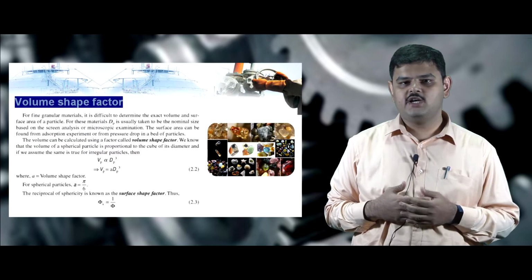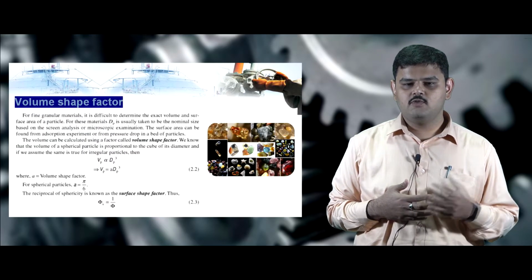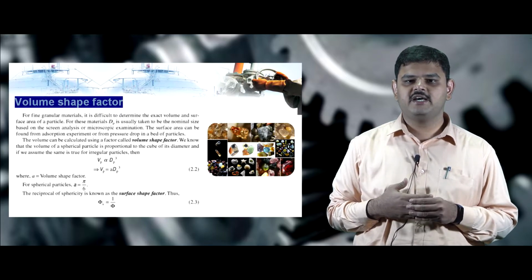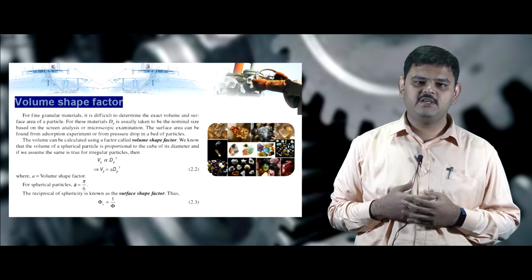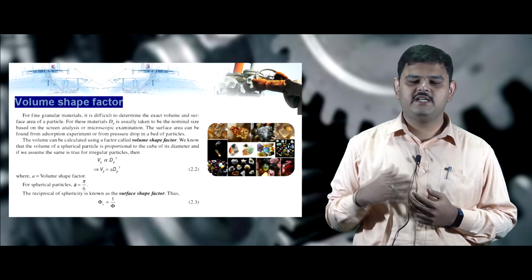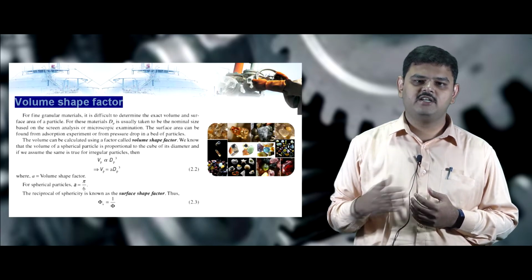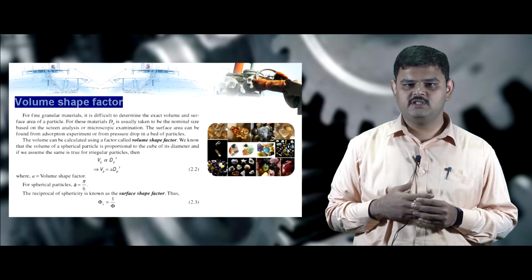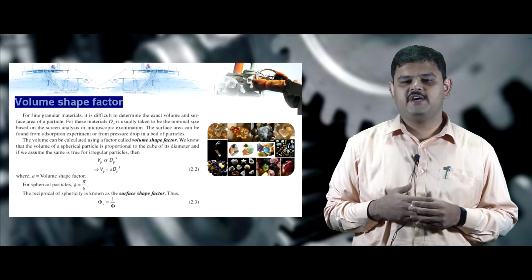Next we are moving to the volume shape factor. The volume and surface area of the granular particles can be measured by calculating the dp. The dp can be calculated from the screen size or from the electron microscopy. The volume can be calculated by using the volume shape factor A.